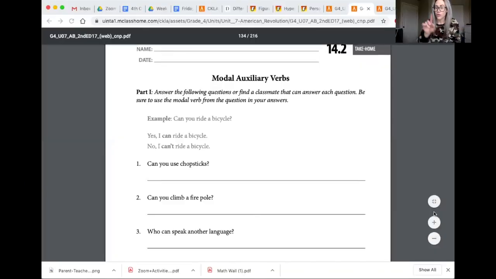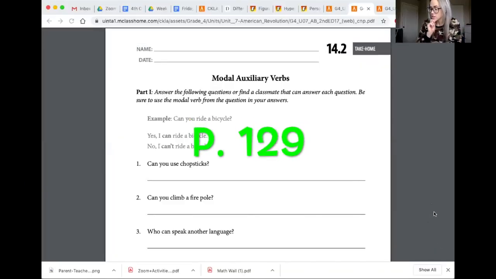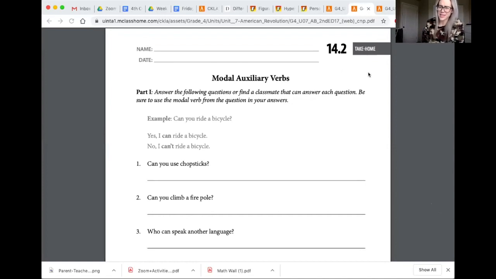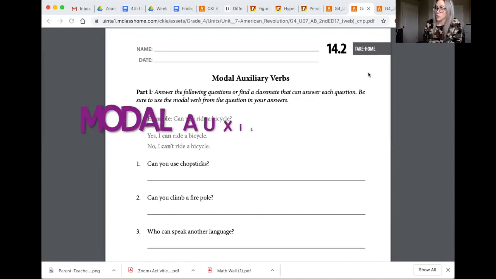Now, I'm going to do a couple pages with you, and we're going to go rather quickly, so if you need a pause, please do. Okay, so the first thing that we're going to cover is on page 129 in your activity book. Today's topic is going to be a little bit interesting. It's on something called modal auxiliary verbs.